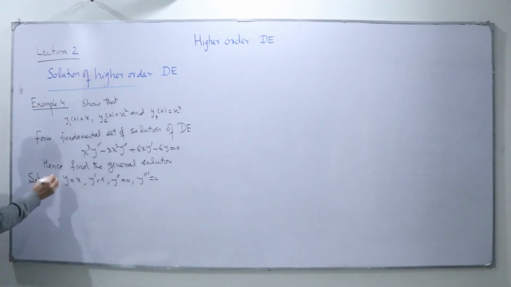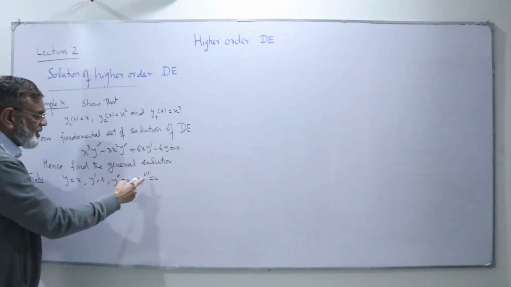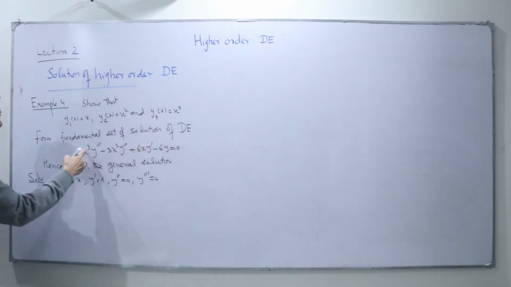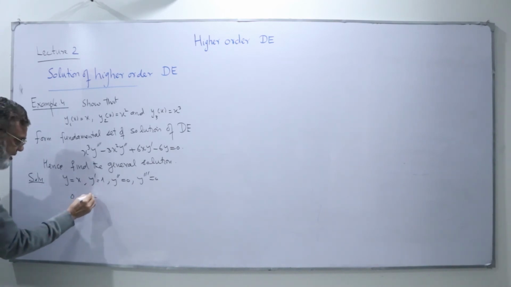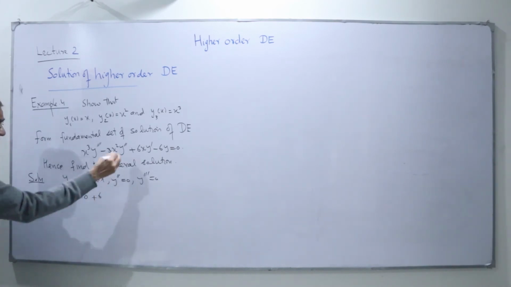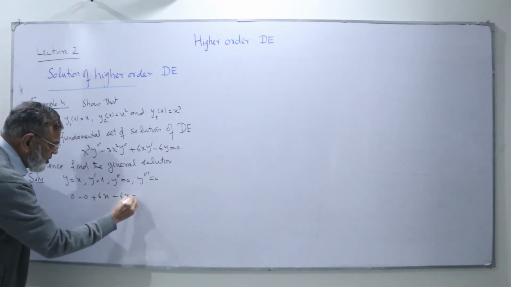So number one, we take y1, that's x, y dash is 1, y double dash is 0, y triple dash is 0. We substitute in the differential equation. We get 0, minus 0, plus 6x, plus 6 because we have y dash equal to 1, and then minus 6x, and this equal to 0 is true.